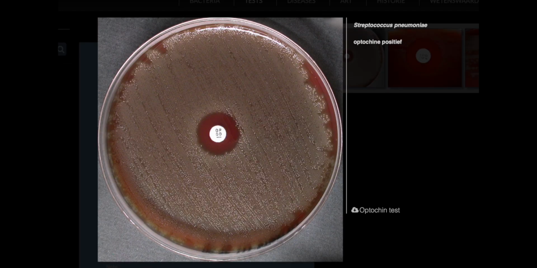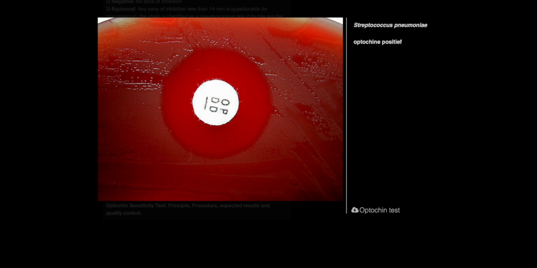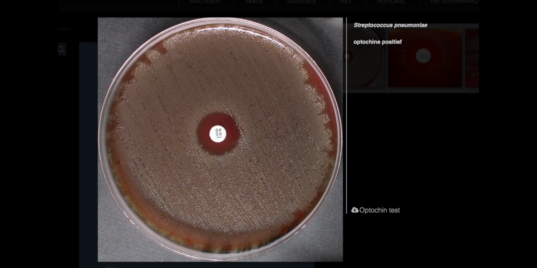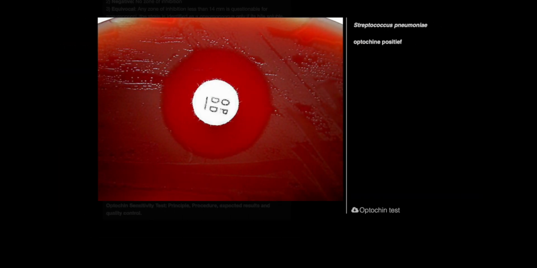Performing the Optochin test. 1. Using the inoculation loop, streak 2 or 3 suspect colonies of a pure culture to be tested on a 5% sheep blood agar plate. 2. Place an Optochin disc, 6 mm, 5 micrograms, within the streaked area of the plate. 3. Incubate the blood agar plate at 35 degrees Celsius with 5% CO2 for 18 to 24 hours. Cultures do not grow well in ambient air, and larger zones of inhibition occur.